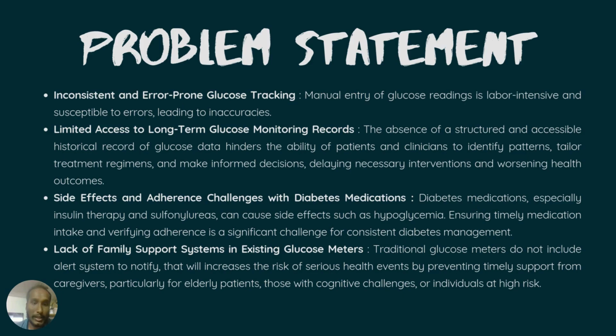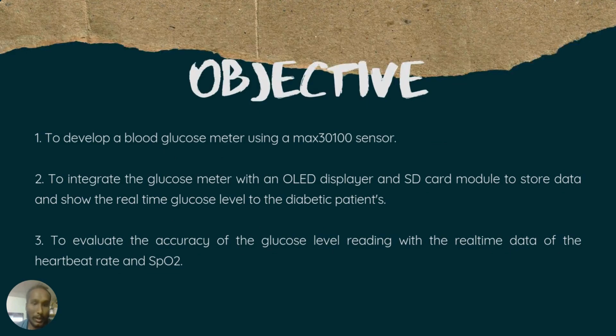From these problem statements, we have objectives to implement in our project: to develop a blood glucose meter using a Max 30100 sensor, and to integrate the glucose meter with an OLED display and SD card module to store data and show the real-time glucose level to diabetic patients. Finally, we want to evaluate the project by the accuracy of the glucose level reading against the real-time data of the heart rate and the SpO2.